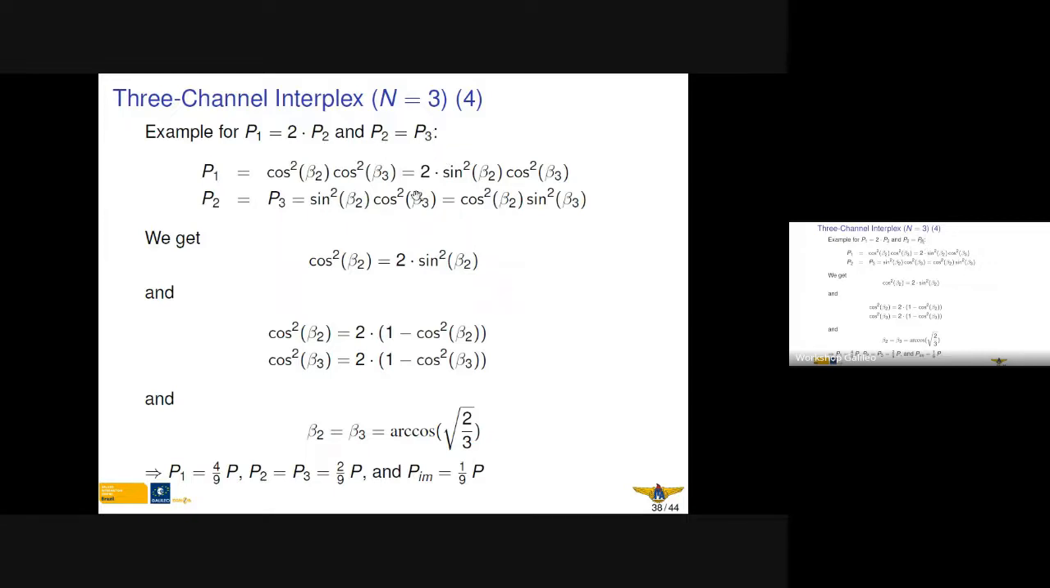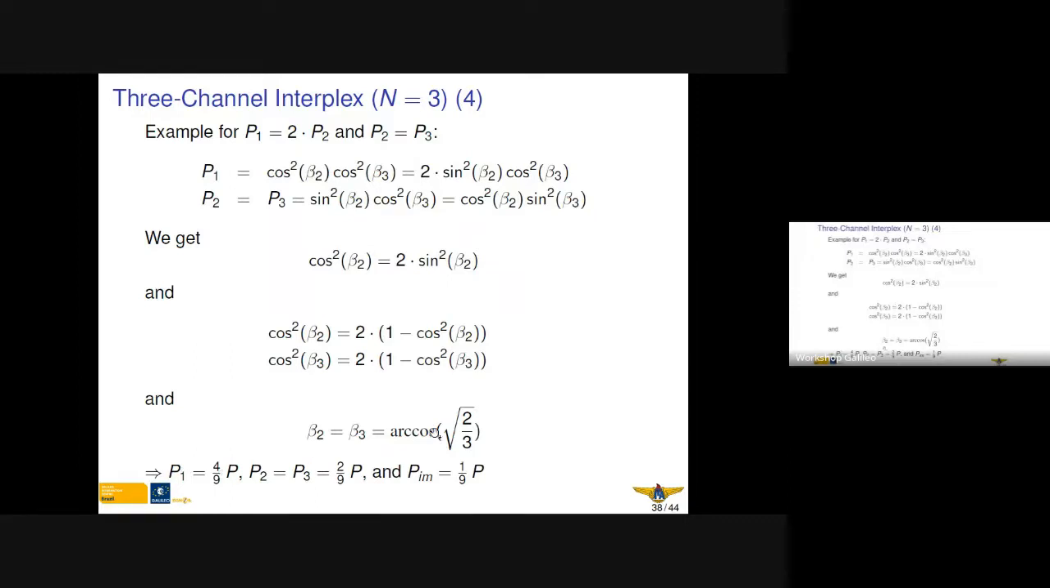And with this, we can then use these equations from our power derivation to identify beta 2 and beta 3, for example. As you may remember, beta 1 was already selected as pi over 2. Now we have selected these properties for our power distribution: the first signal has double the power of the second, and the second and the third have equal power.